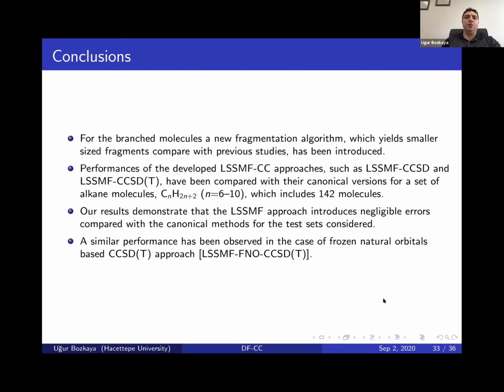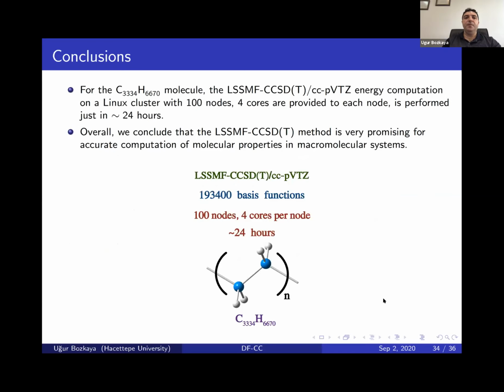Our conclusions for the branched molecules: a fragmentation algorithm which yields smaller size fragments compared with the previous studies has been introduced, and the performance of the LSSMF-CC approach has been compared with the canonical versions. Our results demonstrate that the LSSMF approach introduced negligible errors compared with the canonical methods for the test sets considered, and a similar performance has been observed in the case of FNO-CC methods.